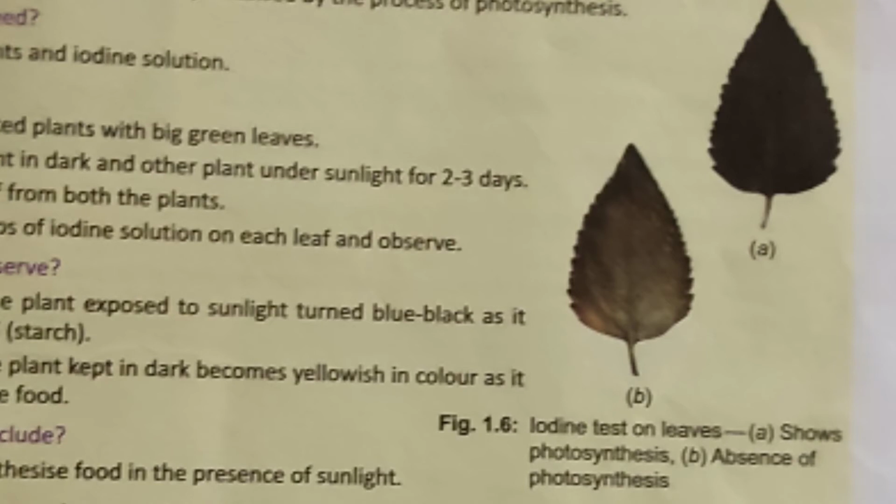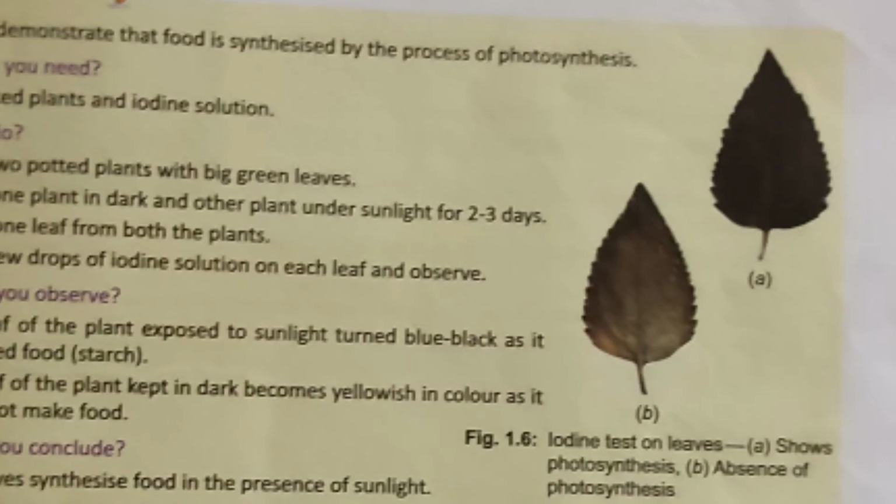Pluck one leaf from both the plants. Put a few drops of iodine solution on each leaf and observe. What do you observe? The leaf of the plant exposed to sunlight turned blue-black as it prepared food, that is the starch. The leaf of the plant which was kept in the dark becomes yellowish in color as it could not manufacture food. So what do you conclude? The leaves synthesize food in the presence of sunlight.